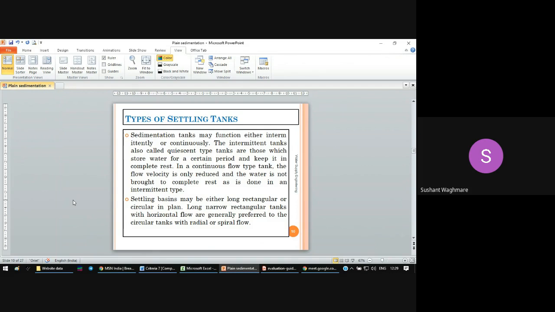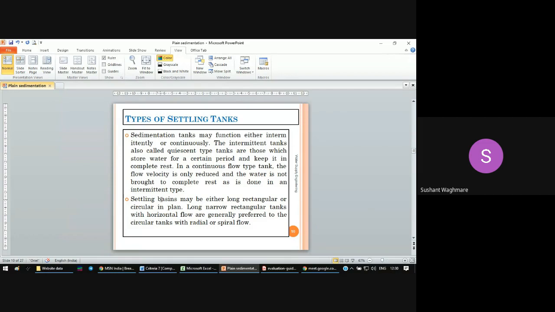Or sometimes the sedimentation tank may function as intermittent. In this case, the water is allowed to enter into the tank, and once the water gets filled, both inlet and outlet are closed, and the water is allowed to be retained in the sedimentation tank for the given detention period, right? So the water will be there within the tank for, let's say, 2 or 3 hours without any inflow or outflow. This is what we call the intermittent sedimentation tank.